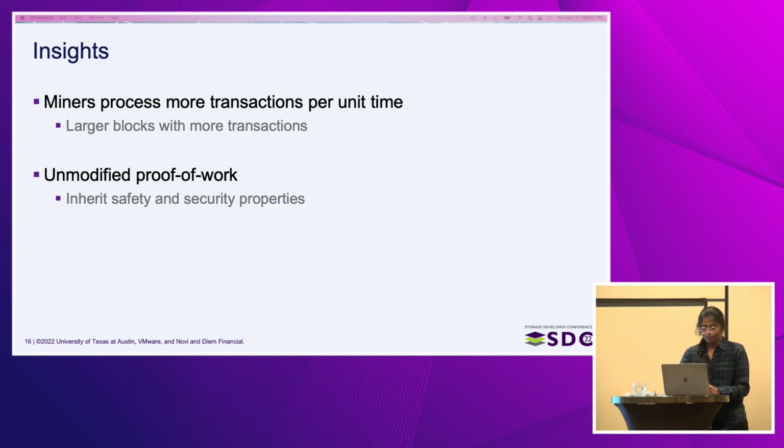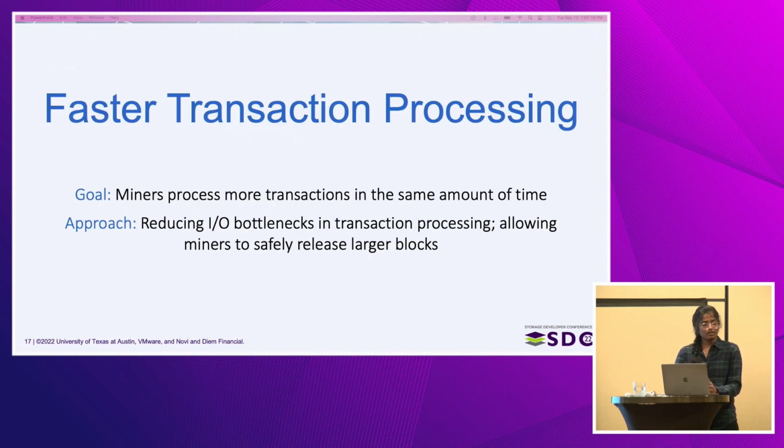If we can enable miners to process more transactions per unit time, there can be larger blocks with more transactions, and this can improve the end-to-end throughput of public blockchains like Ethereum. Further, it also allows us to use proof of work unmodified and rely on its safety and security properties. So the central idea of our work is to make transaction processing faster and thereby increase the end-to-end throughput of public blockchains. Our goal is to allow miners to safely release larger blocks.